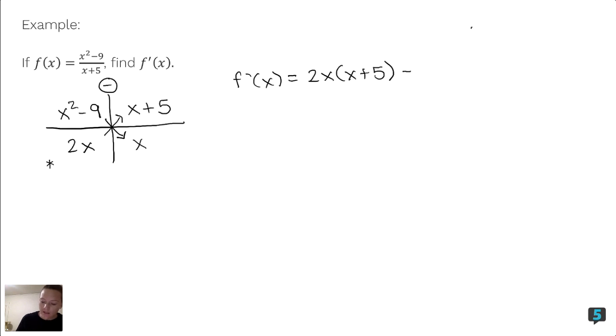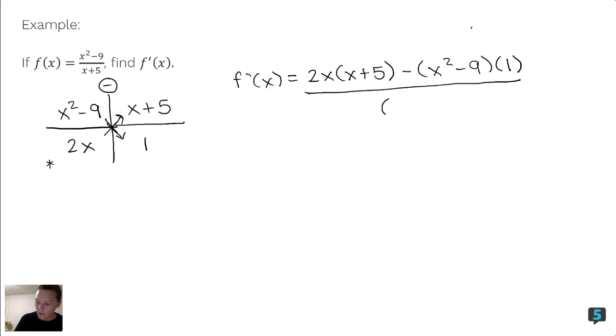Minus, and then I have that quantity x squared minus 9 times, oh, rewind for me. I made a big boo-boo there. Derivative of x plus 5 is not x. It is 1. Sorry about that. So we've got x squared minus 9 times 1 all over my original denominator squared. So x plus 5 quantity squared.